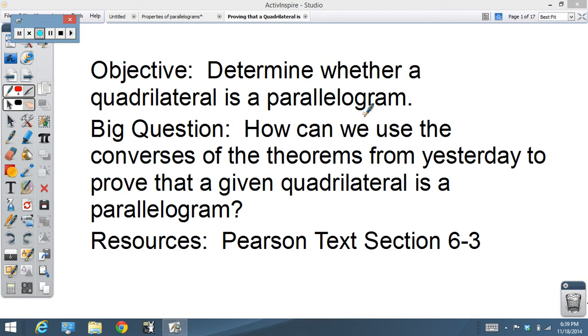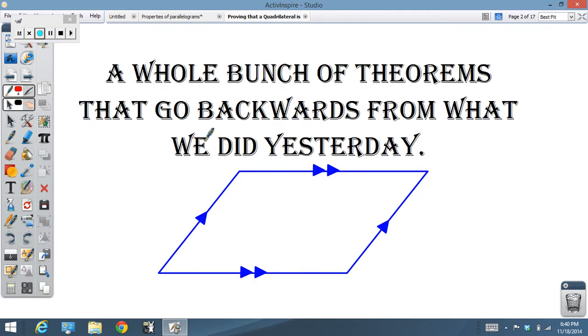Yesterday we said, okay, if you got a parallelogram, then this happens with the sides and the angles and the diagonals. Today we're going to go backwards. If we got a quadrilateral and we see this happening with sides and angles and diagonals, can we tell that it's a parallelogram? Basically, we're moving backwards from everything we did yesterday, okay? So the converses of the theorems from yesterday are going to prove that a given quadrilateral is a parallelogram. So let's get started right away.